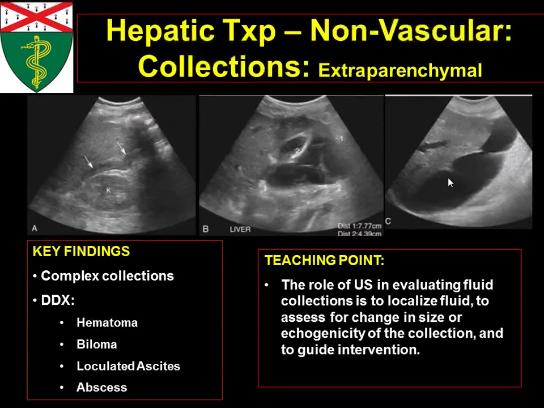That's the point of this case: the first complication that you can anticipate and should look for is collections. They can be in the liver, they can be outside the liver. When you're dealing with collections in liver transplants, you're dealing with hematomas, you're dealing with abscesses. Loculated ascites, like over here, can look like a collection. Or a biloma. You alluded to bile leak as well when you were talking about bilomas.